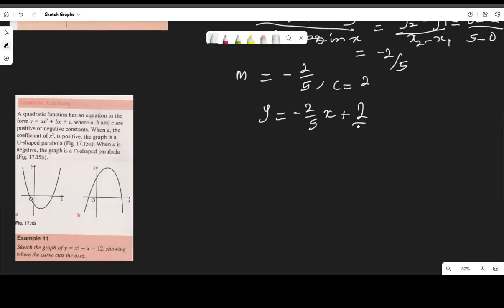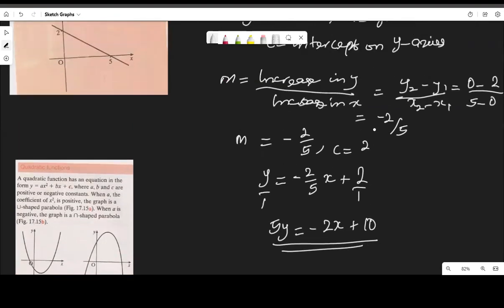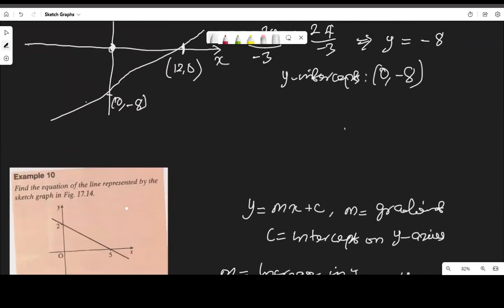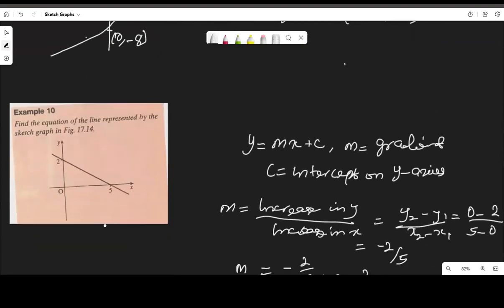Plus 2, this is over 1, this is over 1, 2. So multiply 3 by 5, I will have 5y equal to negative 2x plus 5 times this is 10. So this is the equation of that line. So that is how to plot a sketch graph for a straight line graph and how to determine the equation of a straight line graph.